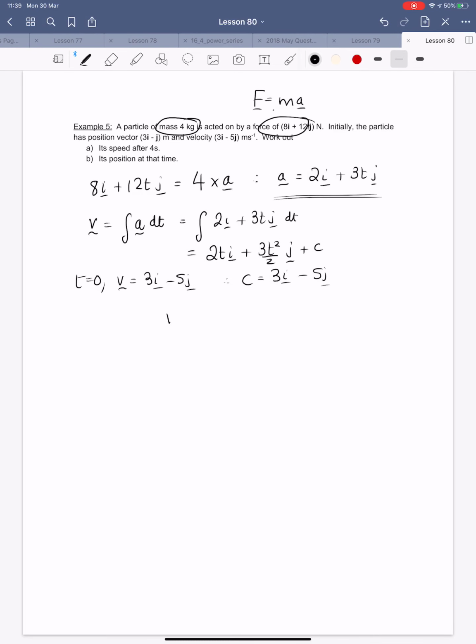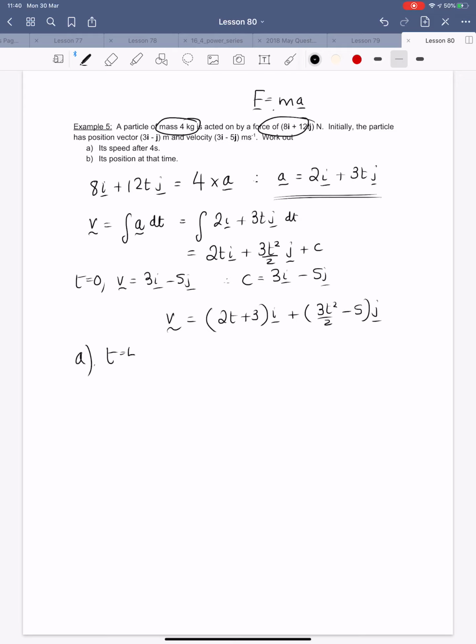So we actually have velocity 2t plus 3 in the i, plus 3t squared over 2 minus 5 in the j. So we want its speed after 4 seconds and its position at that time. I can do part A now.